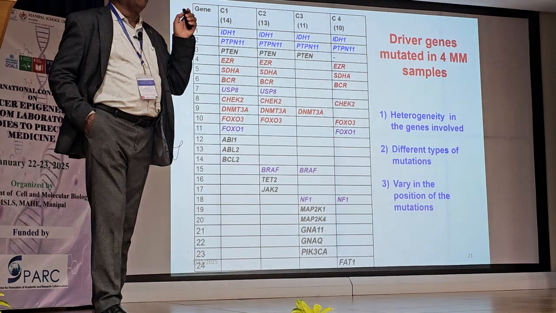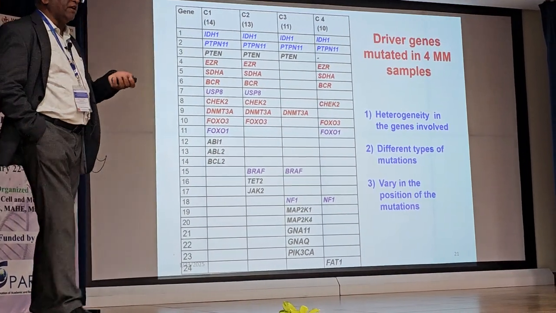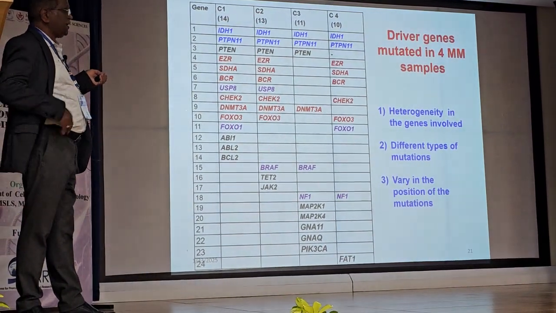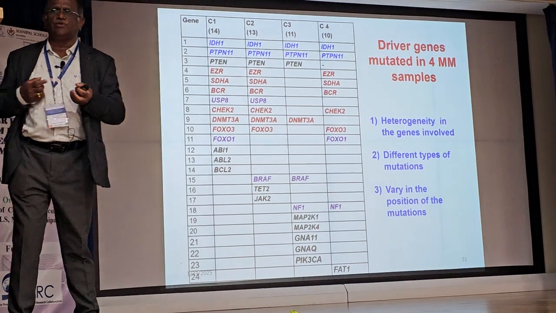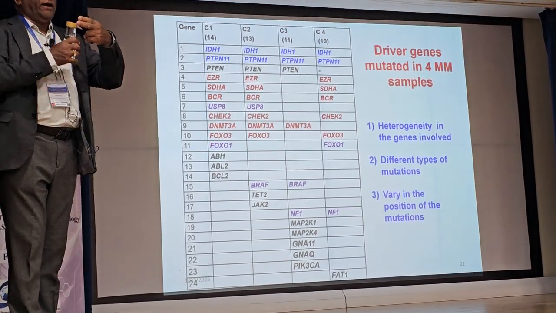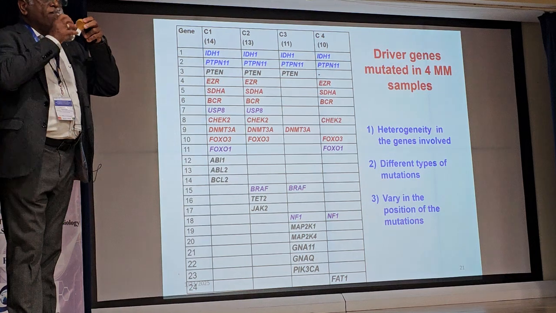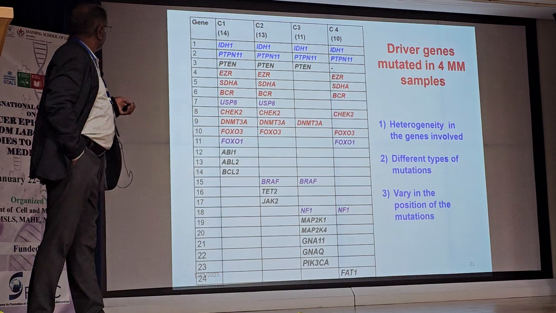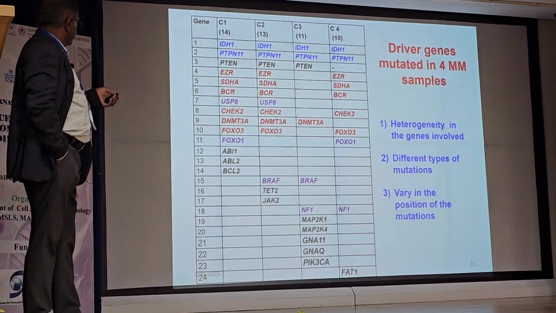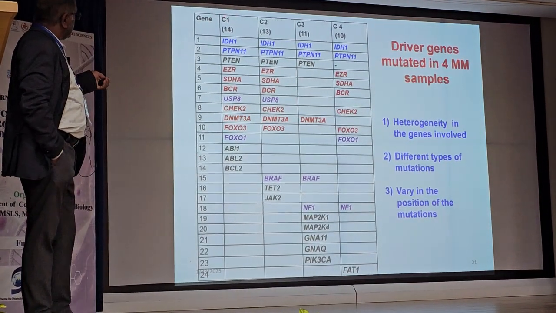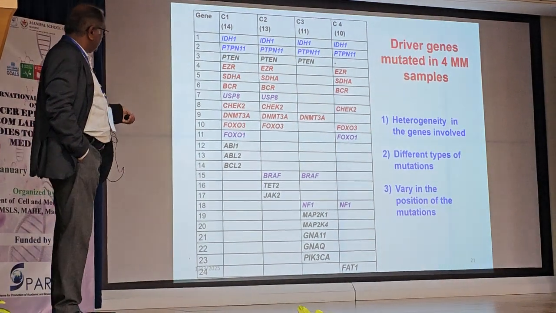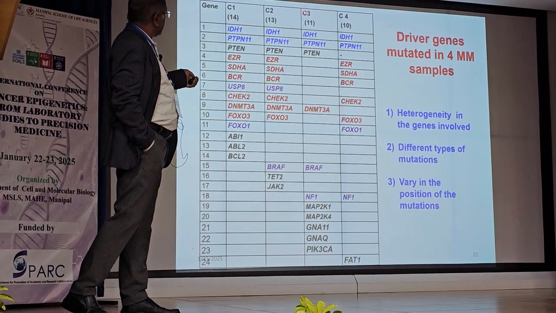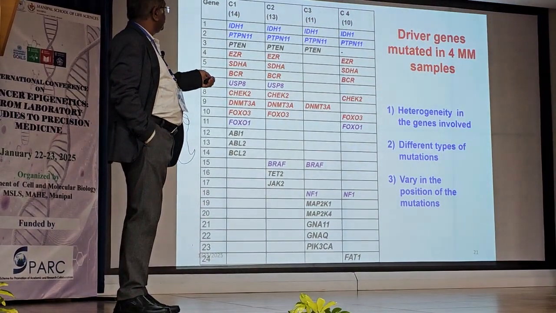When I compiled the exome data of all 4 of our own cases, we used different kinds of filters to analyze this data. I am presenting only the major considerations here. In case 1, 14 different genes were involved; in case 2, 13 genes; in case 3, 11 genes; and in case 4, 10 genes.